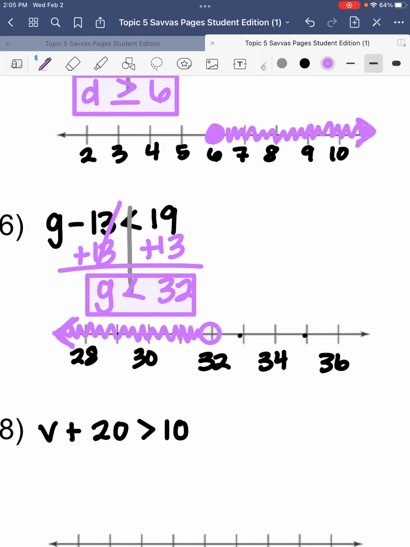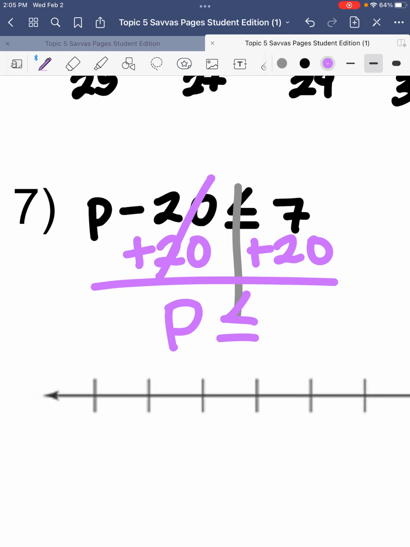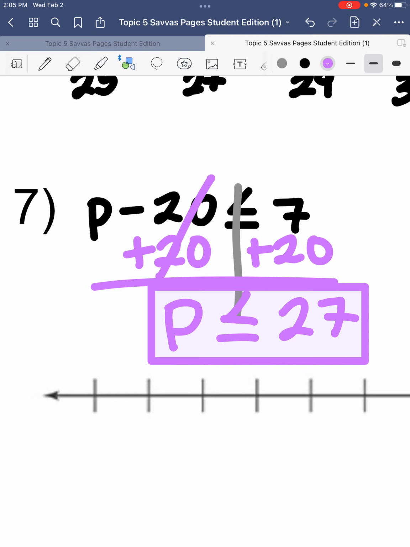Okay, moving on to number 7. Okay, so we're going to draw our line. And how do we get that P by itself? Well, we add 20. So we're adding 20 on both sides. Okay, well, my 20s cancel out. P is by itself. It's less than or equal to 7 plus 20, which is 27. P is less than or equal to 27 is our solution, and now we just need to graph that on our number line.